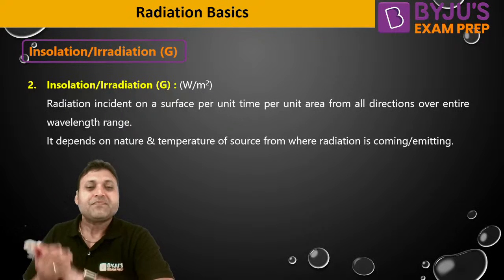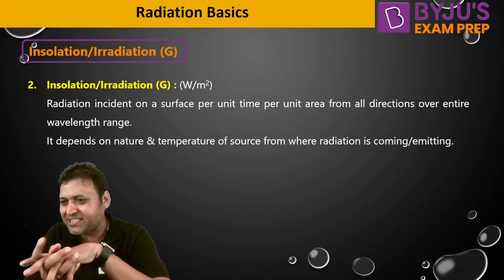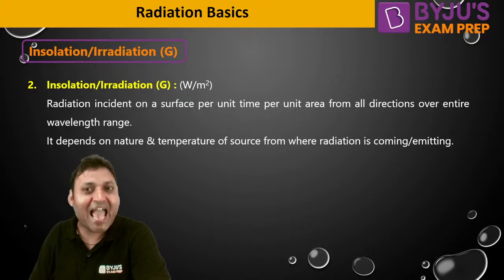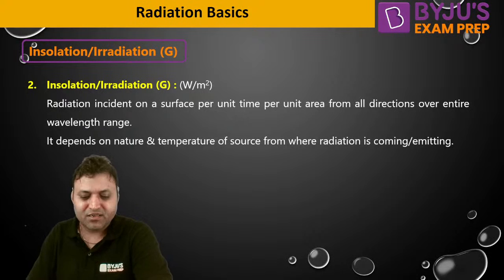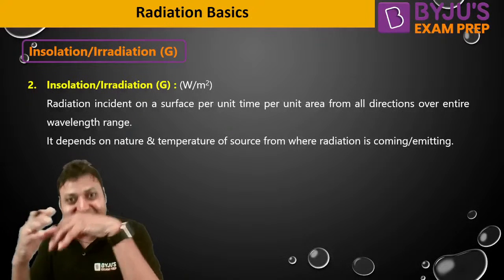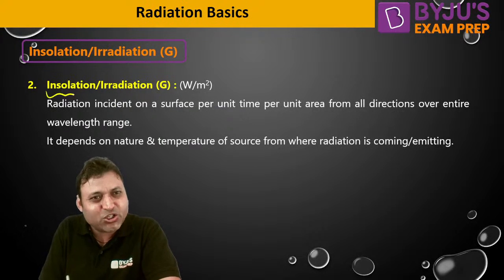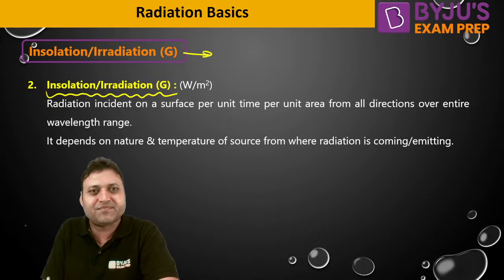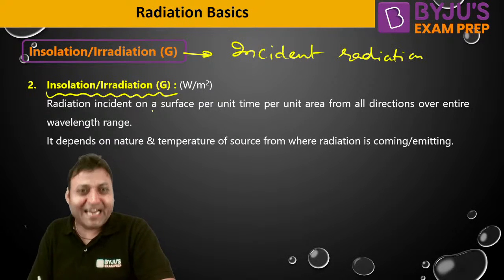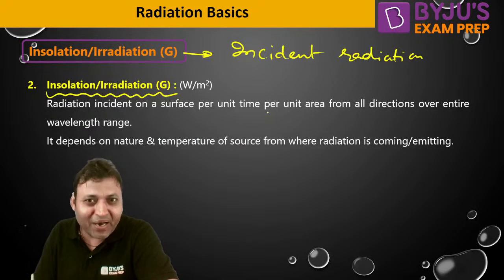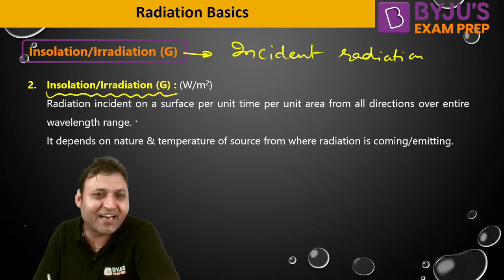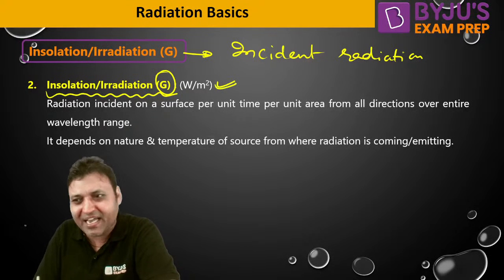Now let us talk about the irradiation or insolation. Anybody is having any idea about insolation? The surfaces emit radiation as well as they receive the radiation emitted by other surfaces as well as reflected by the other surfaces. So the amount of radiation incident on a particular surface is called insolation or irradiation. It is incident radiation. The radiation incident on a surface per unit time, per unit area from all directions over the entire wavelength range is called irradiation or insolation, denoted by G. The unit is again watt per meter square.